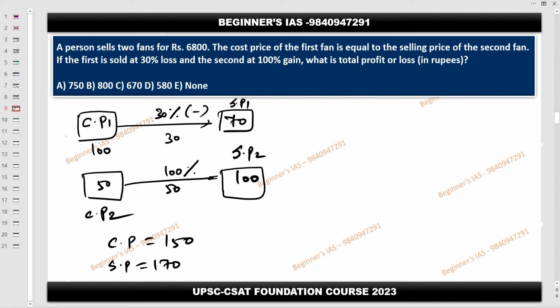And then at the last, as it is asked, what is the total profit or loss in rupees, I did 6800 minus 6000, and that is 800.